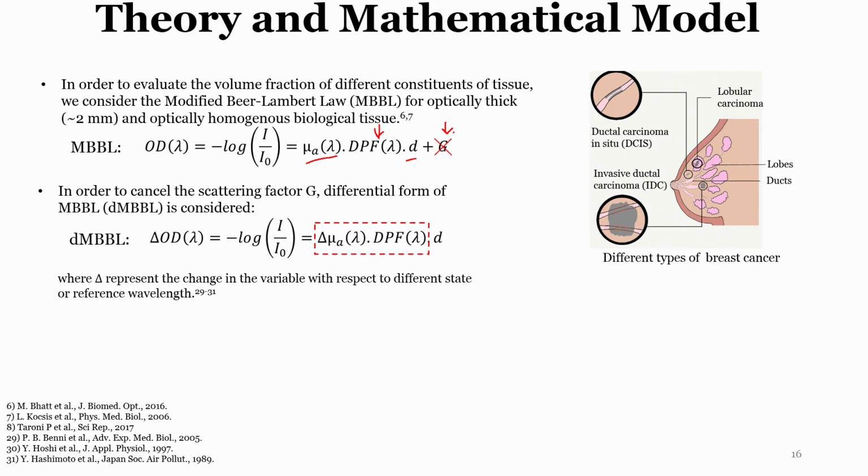So, in order to actually do away with the g over here, we go to a differential modified Beer-Lambert law, which is also known as dMBBL. With this we can negate the g part. So, what we add is this delta term to negate the g part over here. Now we do not have the mu A, but the difference in the mu A as a function of wavelength for two different states.